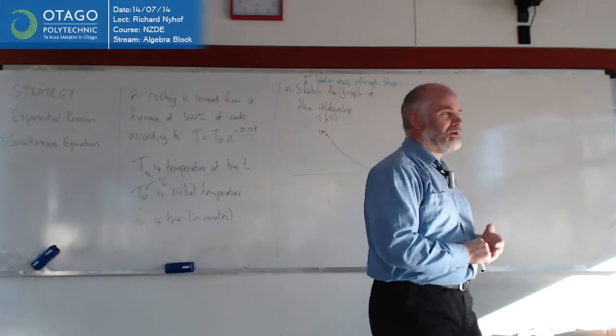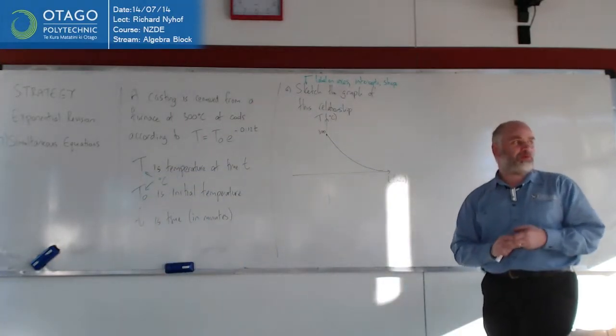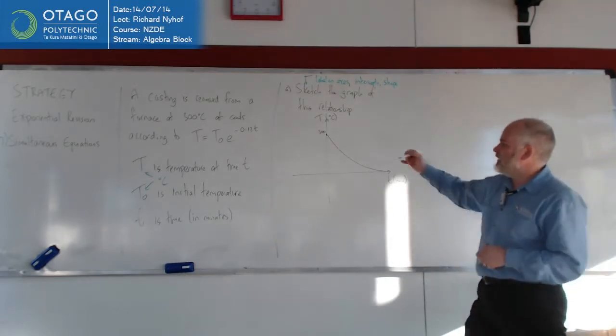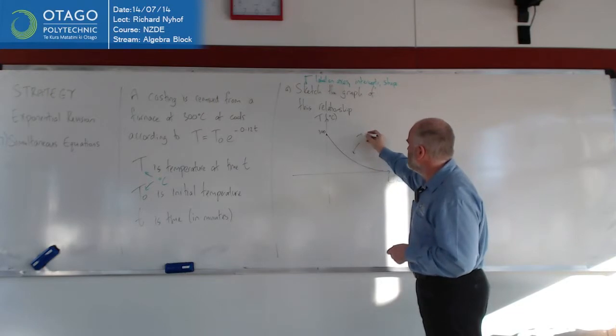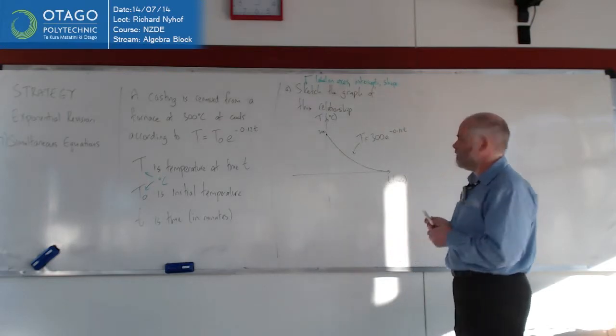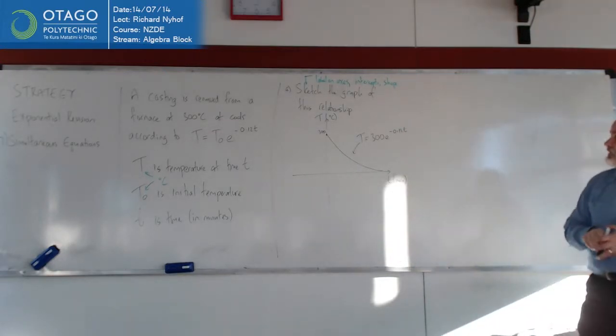Not going to be marks from that in a maths exam, but there will be in anything you do with the maths exam. Okay, and you can put the equation on. So this is the equation: T equals 300 e to the minus 0.12t. That's the equation of the curve.